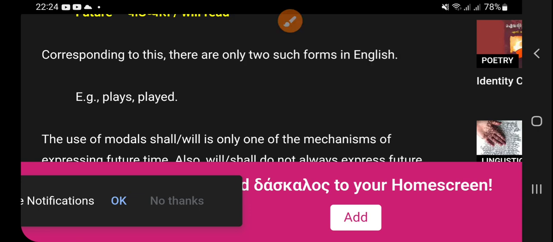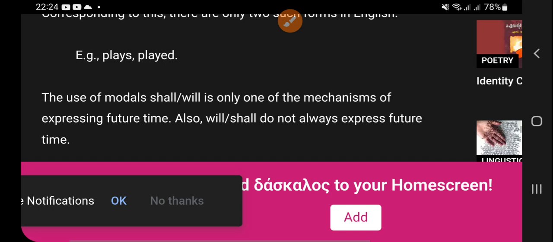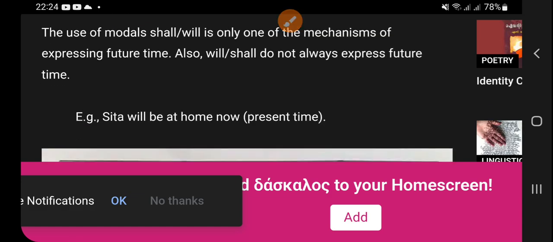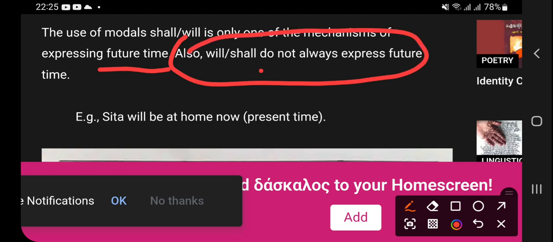Corresponding to this, there are only two such forms in English: play, plays and played. Play is plural, plays is singular, and played. The use of modals shall and will is only one of the mechanisms of expressing future time: I will go, I shall go. Also, will and shall do not always express future time. Please take note.